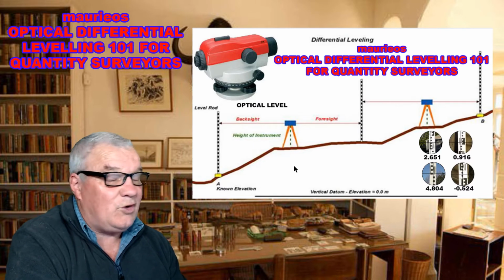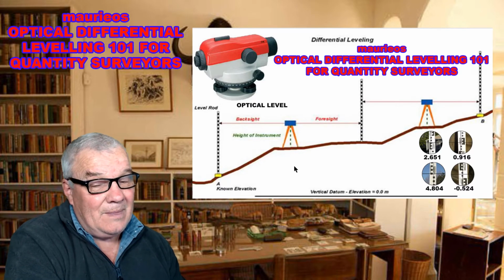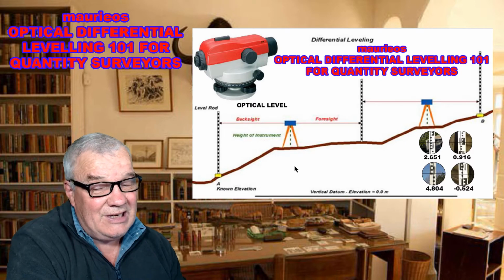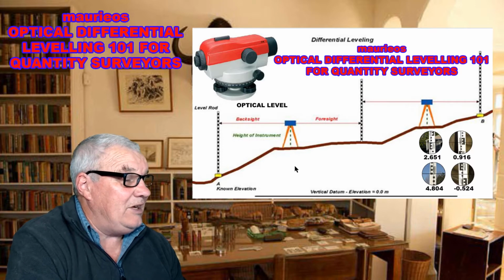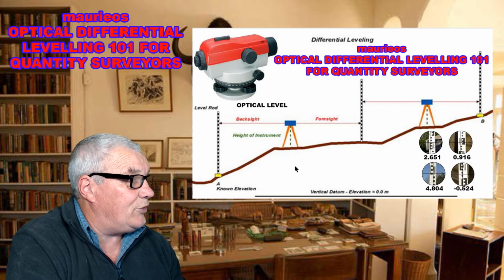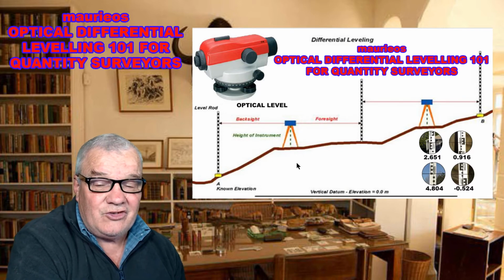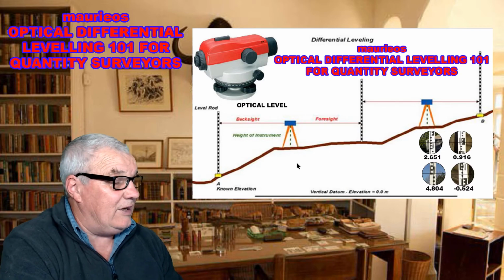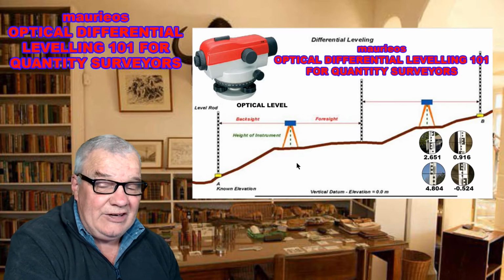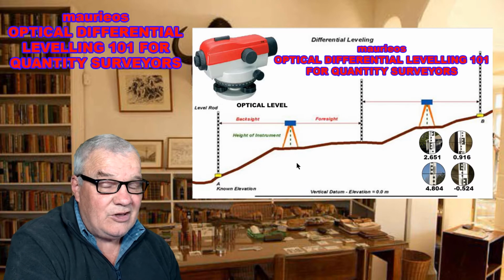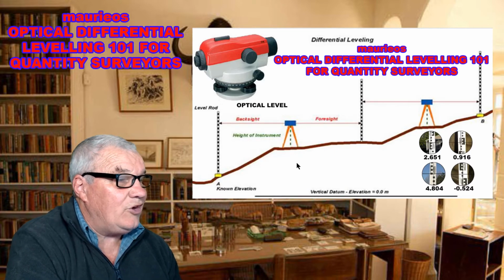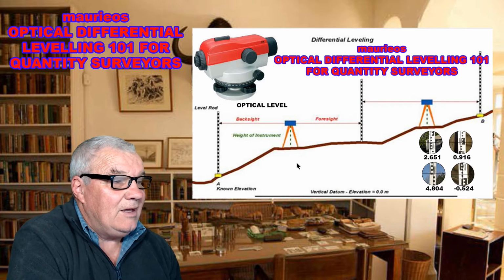So it's an optical level, also referred to by builders as a dumpy level. It has many names, as do many of the terminologies and things associated with this leveling. And it's differential leveling that we're talking about. We're measuring the difference in height. That's what we're measuring.